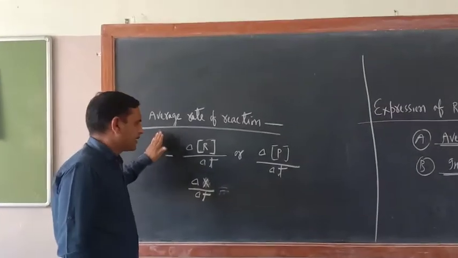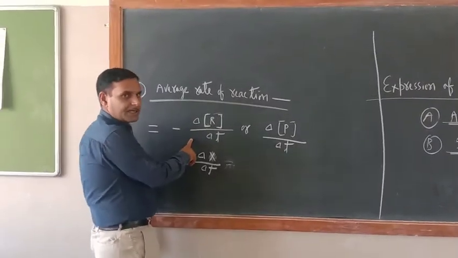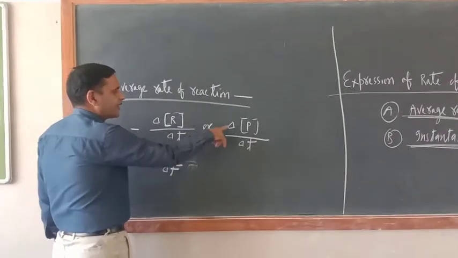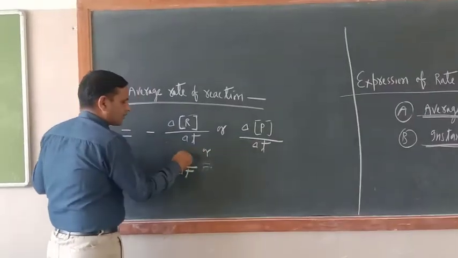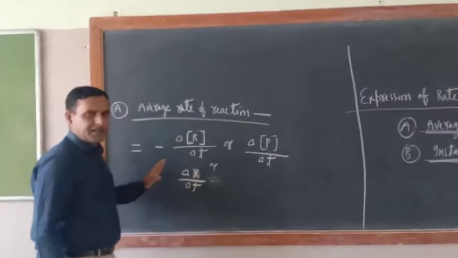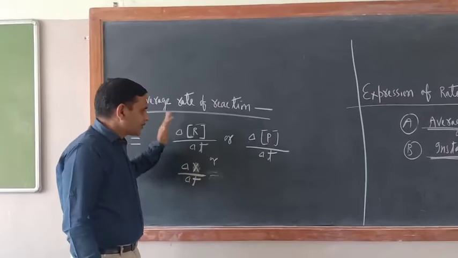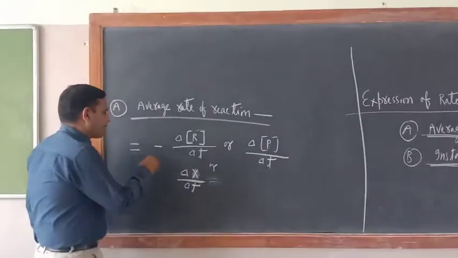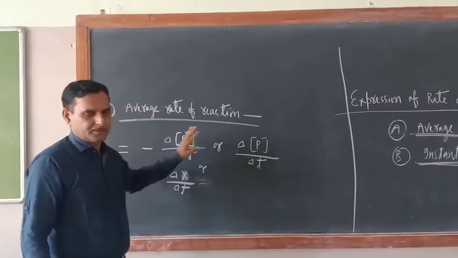For average rate of reaction, we have already discussed the expression. If it is for the reactant, then a minus sign must be there: minus delta R by delta t, or in terms of product, delta P by delta t. We can also write it in this way, delta X divided by delta t. What is delta X here? Delta X is nothing but the concentration of reactant or product. So you can express it either way. If it is the expression for the reactant, a minus sign should be there. If it is for the product, a plus sign should be there.